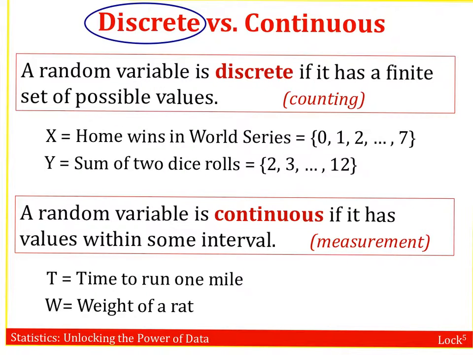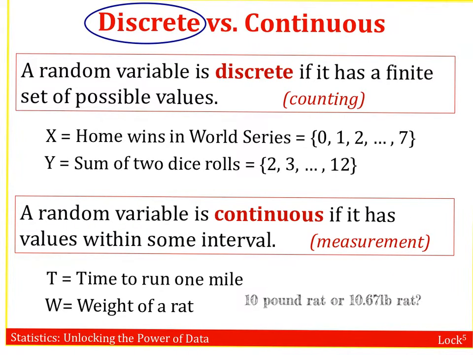Random variables come in two different categories, either discrete or continuous. Discrete has a finite number of possibilities, so for the sum of two dice, we can't actually get a decimal there. But if you're talking about continuous variables, you're going to have multiple values within some interval. So you can have 3.4 or 2.5, because the weight of the rat is probably not in whole pounds.